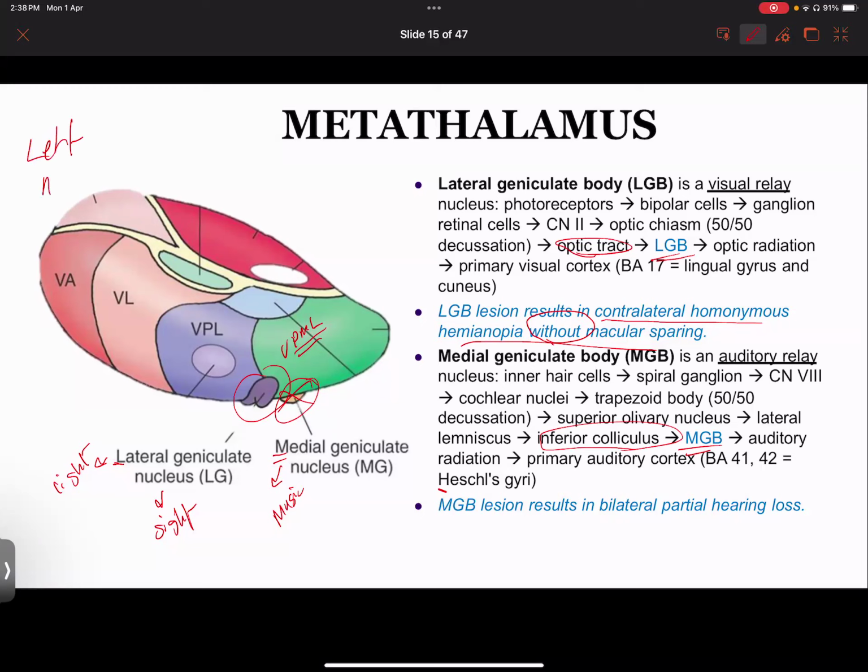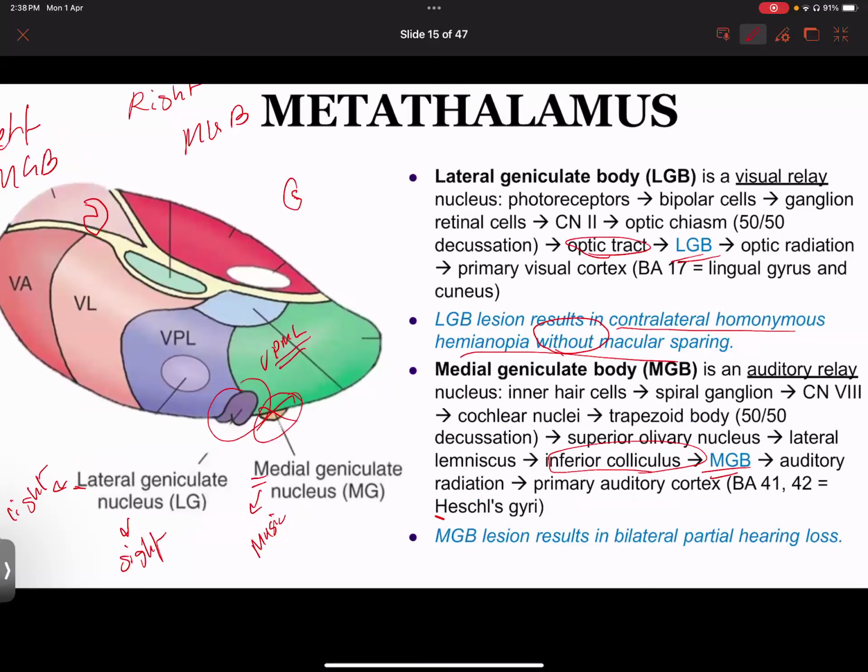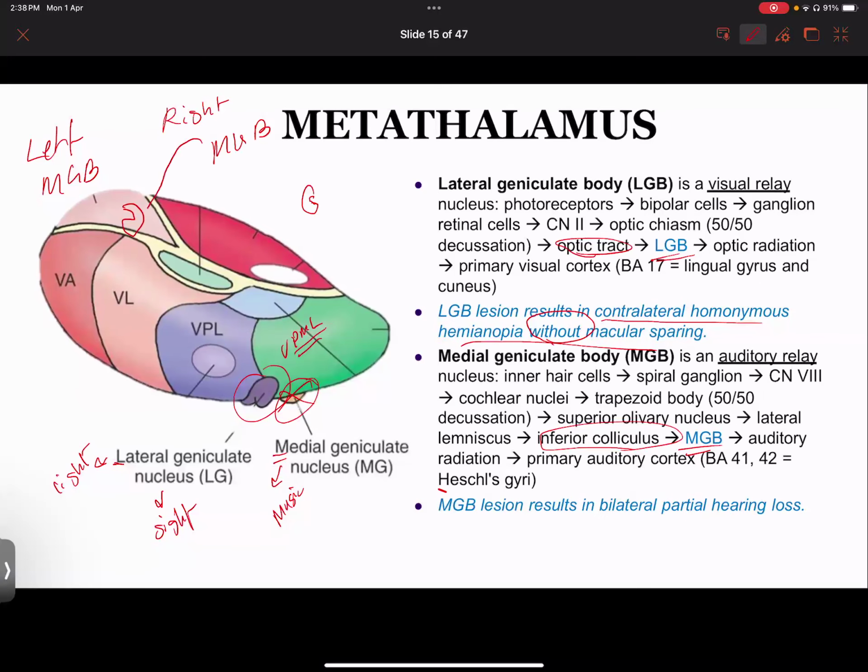we have a left MGB and a right MGB. And this is one ear and this is the other ear. The right MGB is going to have a little bit of neurons here and a little bit here. The left is going to have a little bit here and a little bit here. So if one of them is gone, this is going to go and this is going to go. So both sides are going to have partial hearing loss. Is this clear?